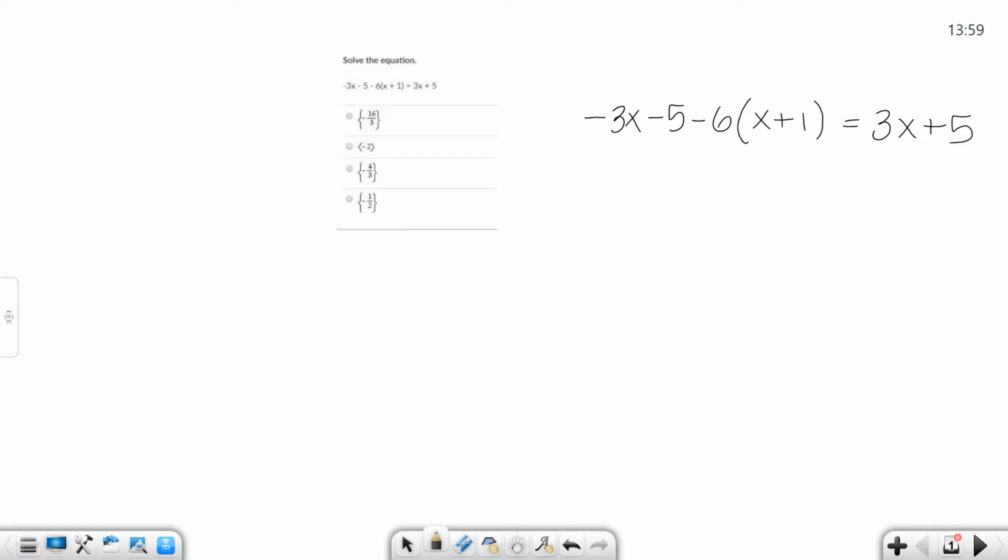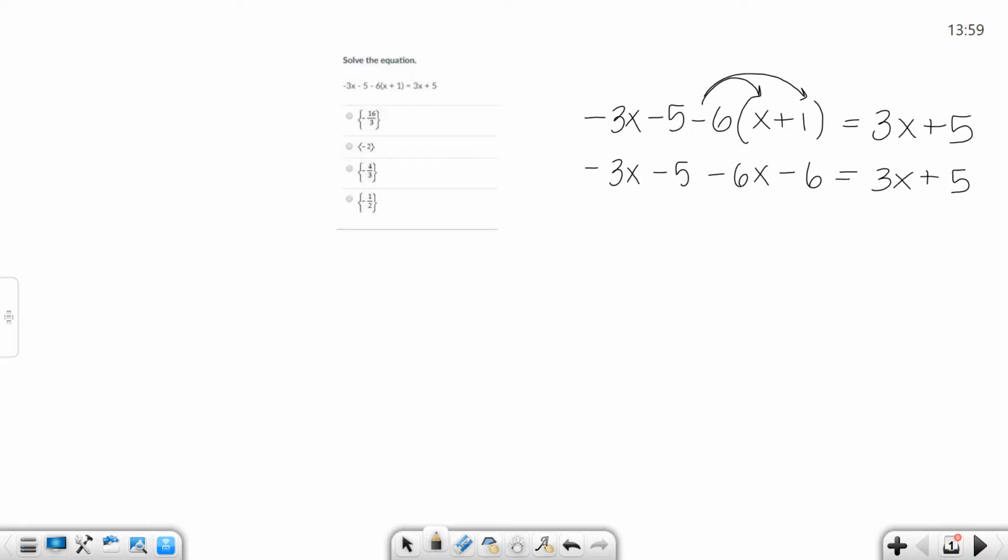So we have a linear equation here. The first thing I'm going to do is get rid of the parentheses in the middle, so I'm going to distribute the 6. That gives me a negative 6x minus 6. Watch your signs.